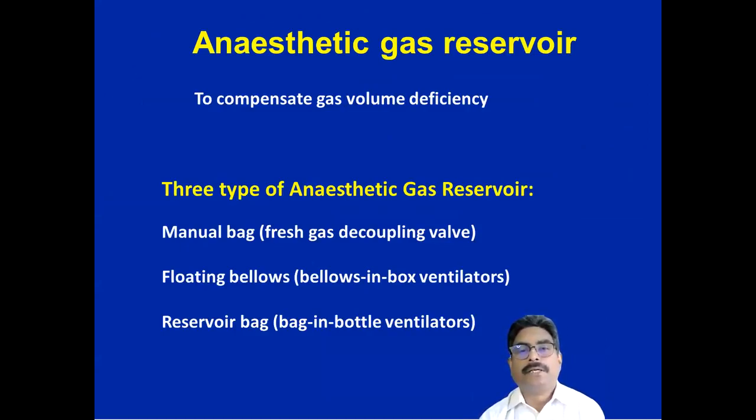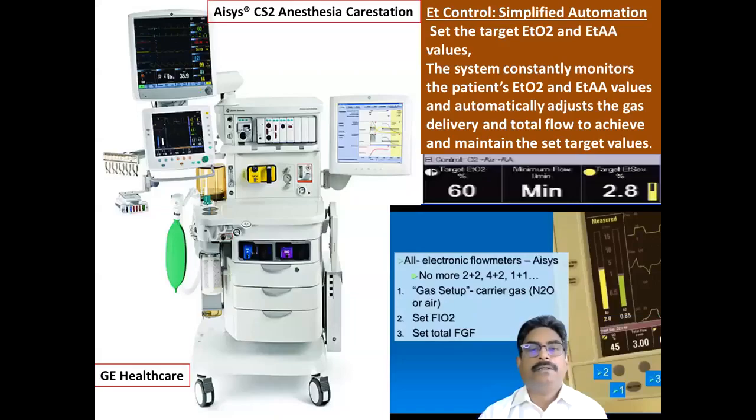So anesthetic gas reservoir: there are 3 types of anesthetic gas reservoir to monitor the tidal volume delivered. So manual bag, floating bellows, and reservoir bag. Coming to this ACCS2 anesthesia care station, you need to set only the expired tidal volume and anesthetic concentration. So ET O2 or ET anesthetic concentration you have to set.